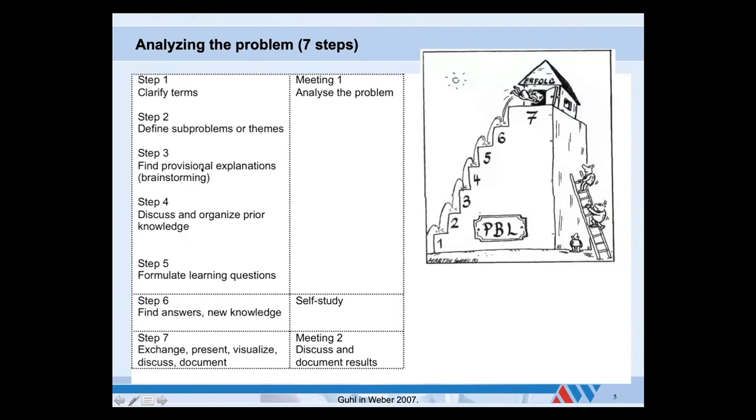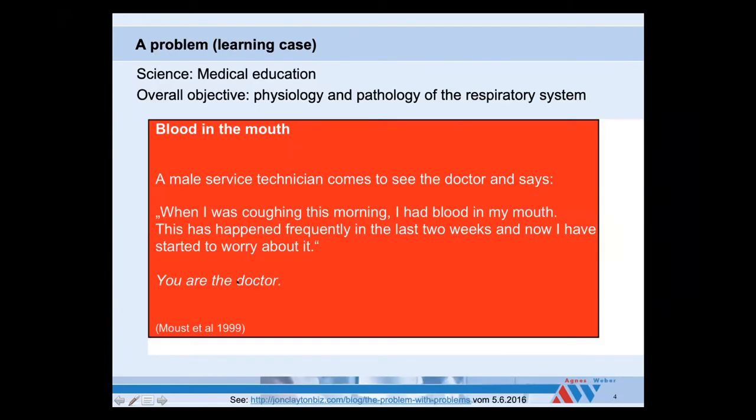In step 3, they formulate provisional explanations. This is very crucial also because they have to explain what they think matters, what they think is happening here. And it can be wrong, but that's okay because it will be corrected later on. It's very important that all prior knowledge of the students gets on the table.